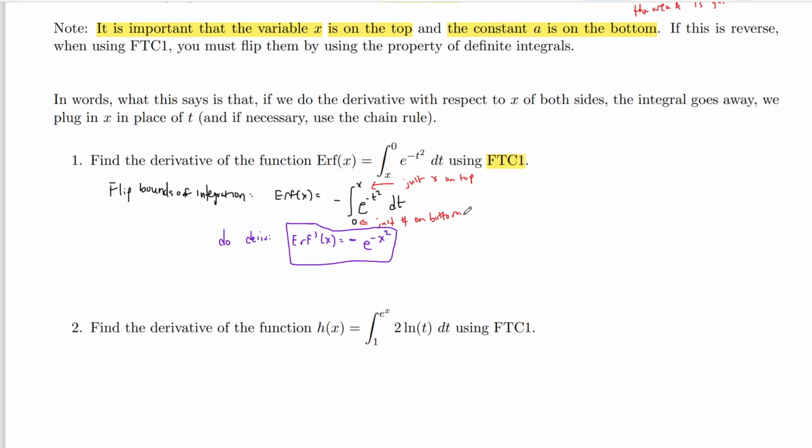Right. Now, of course, it's possible to have different things. So we can have something a little different. You'll see the next one here. It says find the derivative of the function h of x equals the integral from 1 to e to the x. So it's not just x, it's e to the x now, of 2 times the natural log of t dt. And once again, we're told to use the fundamental theorem of calculus, part 1.